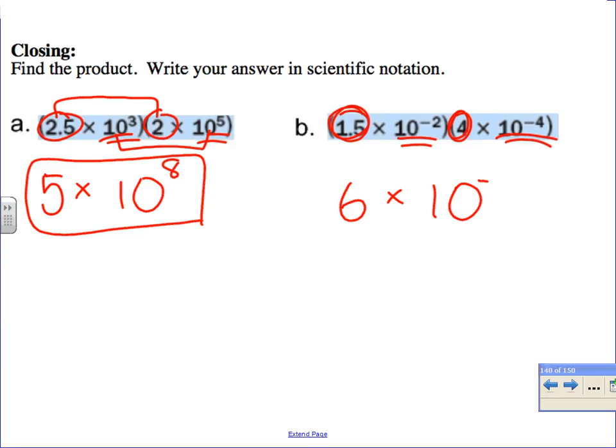It's negative 2 plus negative 4. What were you thinking? Okay, but listen though, when you multiply same base, add exponents. Over here, we did not do 3 times 5 is 15. We did 3 plus 5. Do you remember that from lesson 4.5? Okay, just making sure. Everyone else okay on A and B?